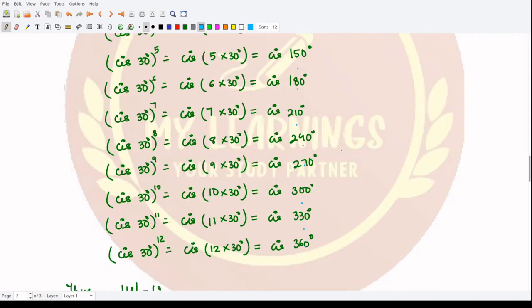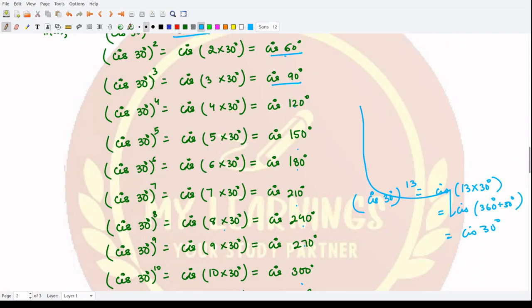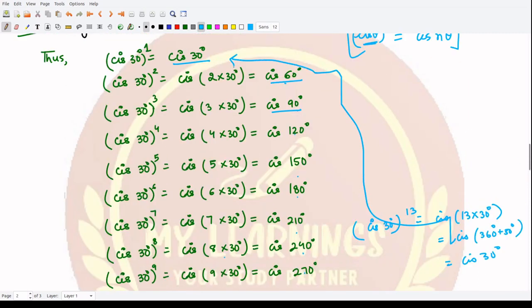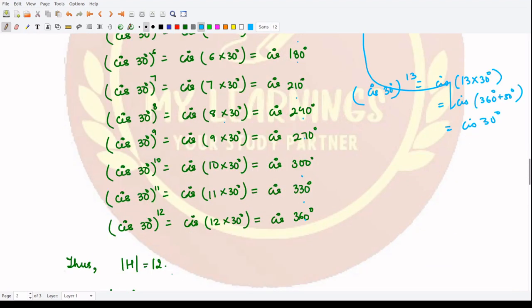Because if you go to the power 13, then in that case you would have cis 30 degree raised to power 13, which is cis of 13 times 30 degrees. So it would be cis of 360 plus 30. It would give you the answer as cis 30 only, which we have already calculated above, right? So the cycle would repeat by itself. Hence we only have 12 elements present within the subgroup H. Hence the order of H is 12. As simple as that. Correct?